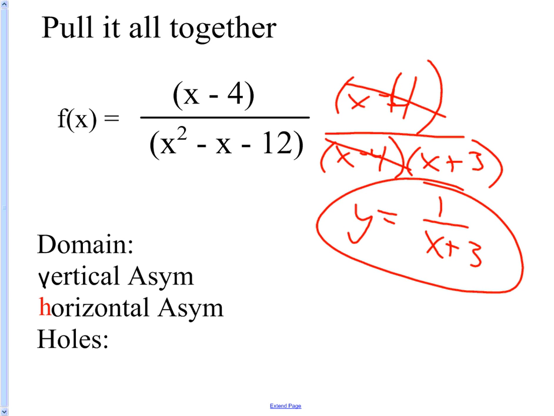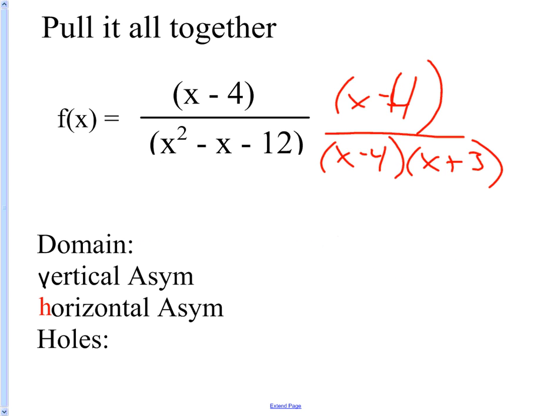Now I should look at my domain. Should I do my domain based on this or based on the original one? The original one. The original one had 2 things that would mess it up. I'm going to go back in time here a little bit. Oh, there. What are the 2 things that would mess that up? All real numbers except 4. X cannot be 4. And x cannot be negative 3.